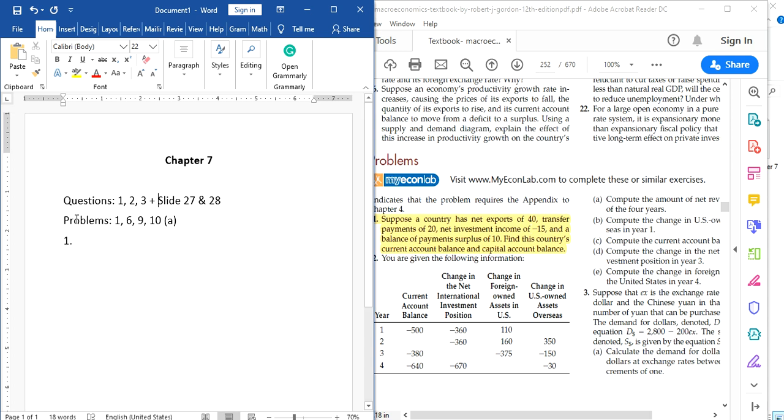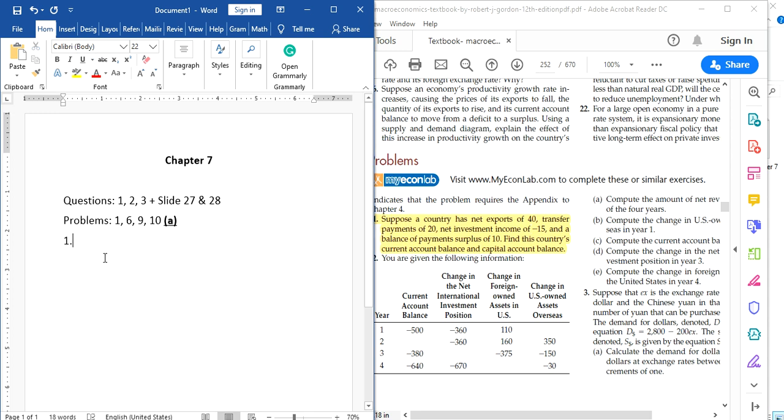Okay, so what about the problems? I don't want to go over the questions because you can find the answer very easily if you check the video and refer to the books and slides. For the problems, you are responsible for 1, 6, 9, 10, part A. Let me highlight it, part A, not all of it, not part B and C.